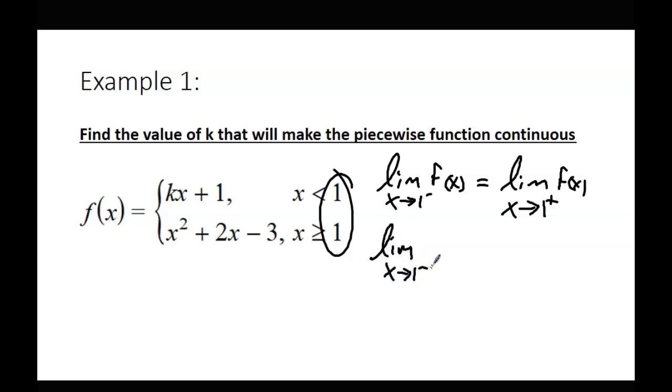Now, if I'm coming at it from the left, what piece do I use? The top. So I'm going to replace f of x with kx plus 1. And if I'm coming at it from the right, we would use the other one, right?